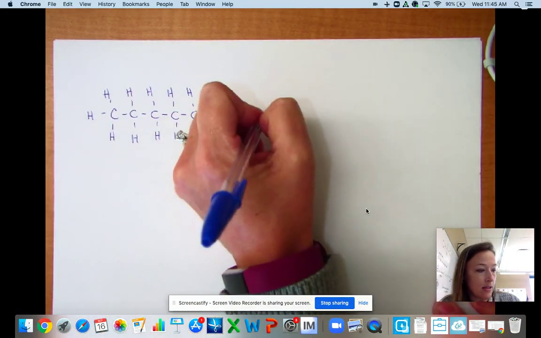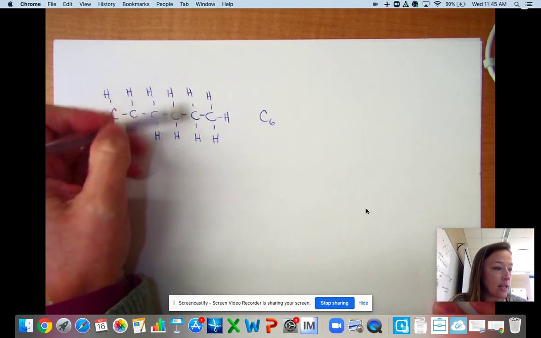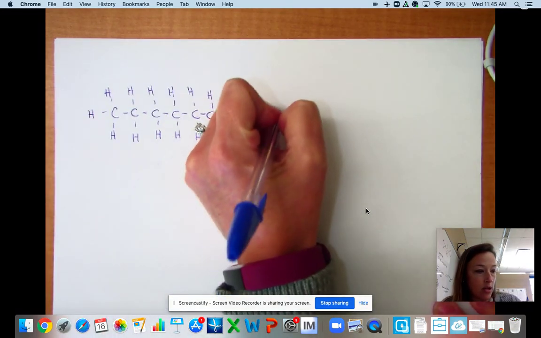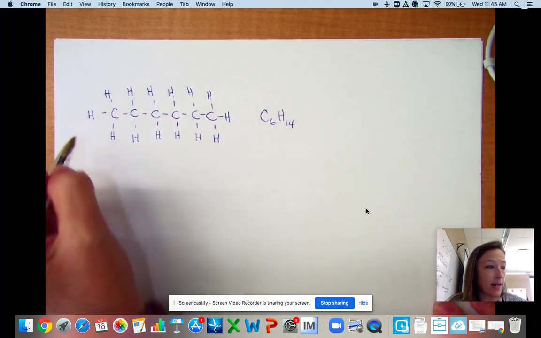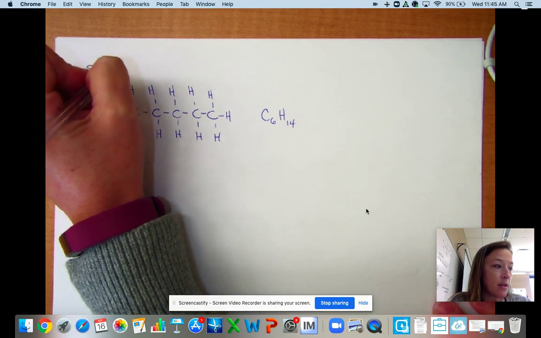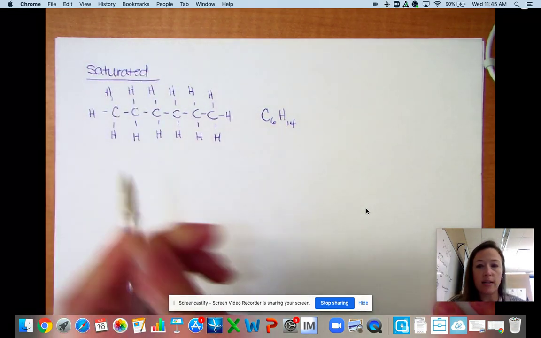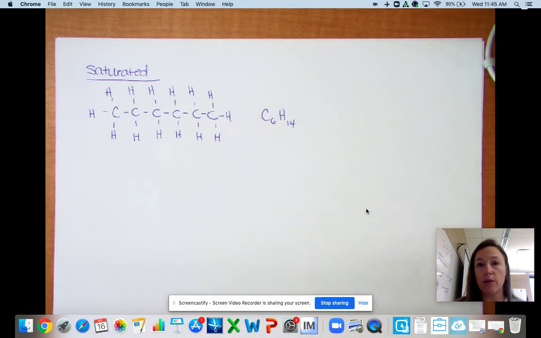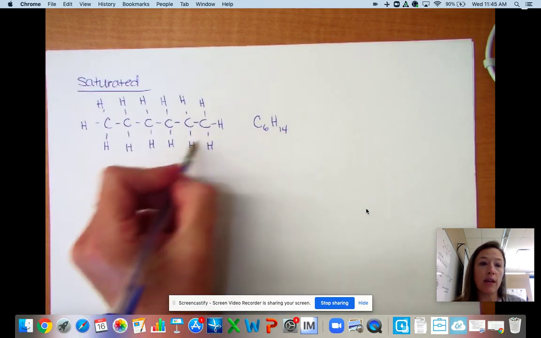And so this is, if we wrote the formula, C6, let's see, 2, 4, 6, 8, 10, 12, 14. So H14, okay? This is what we call a saturated fat. Saturated means it is full. I always think of a sponge when I think of saturated. A saturated sponge is one that's holding all of the water it can hold. And so if you look at this lipid here, it is holding all of the hydrogens it can hold.